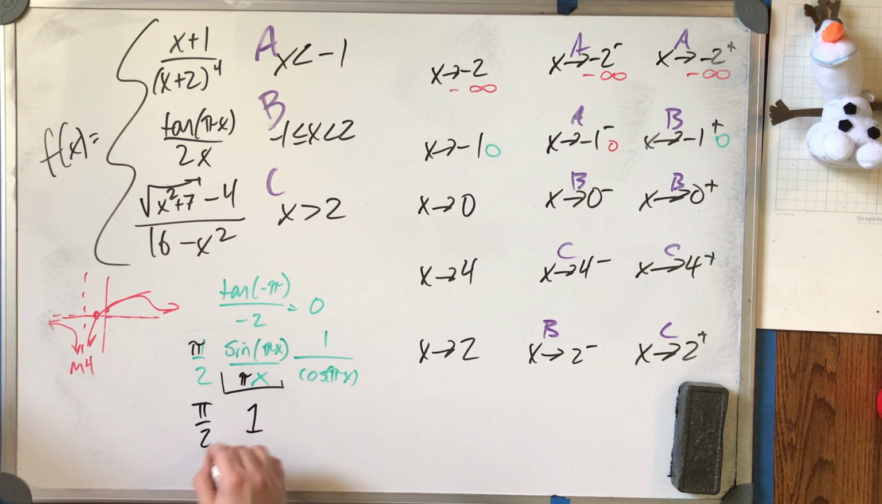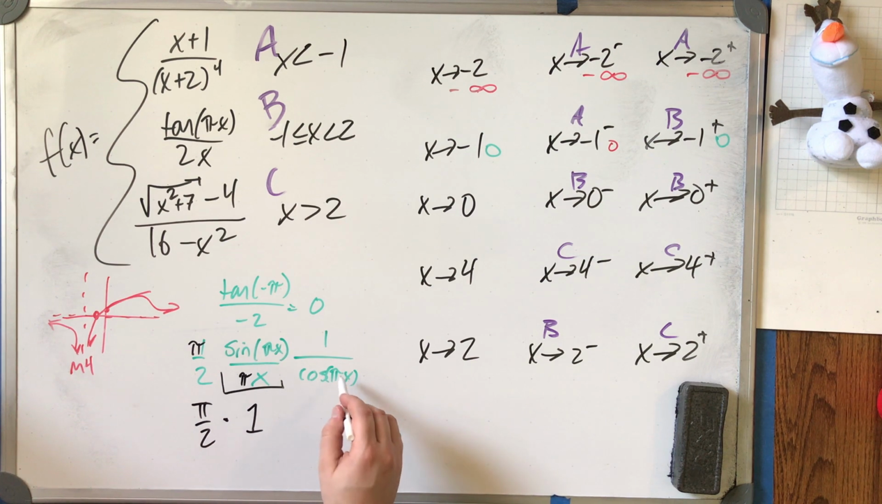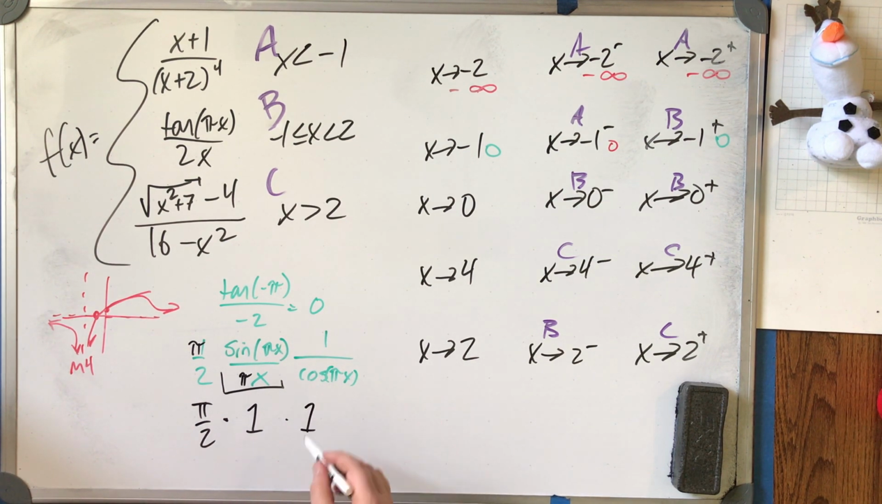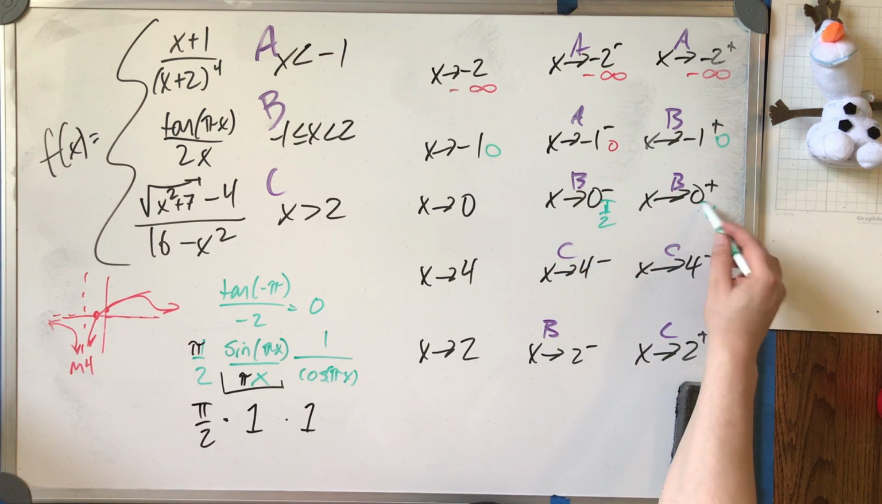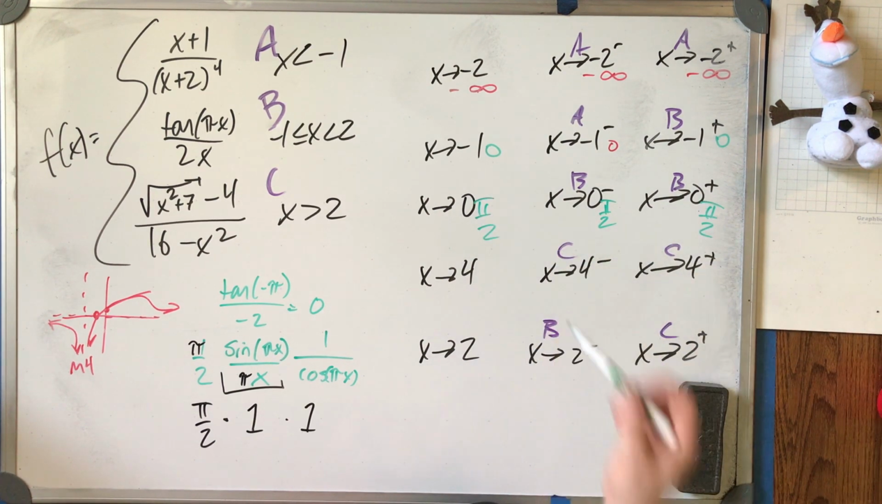So then I'll have pi over 2 times 1. Cosine of 0 is going to be 1, so this is times 1. So this is going to be pi over 2. So that one was a little bit tricky, but it was pi over 2, which means this one's pi over 2.